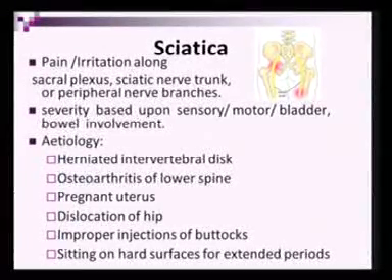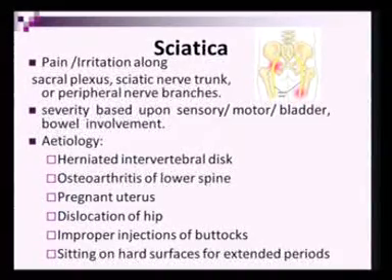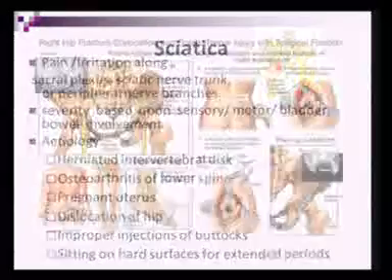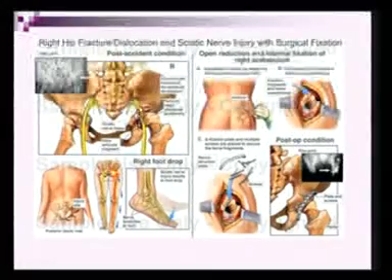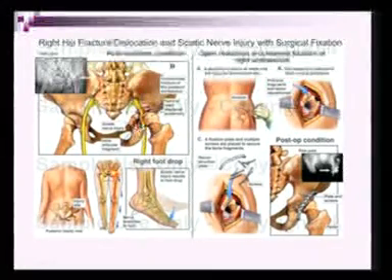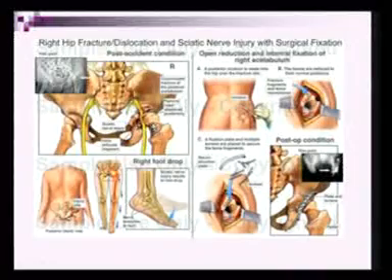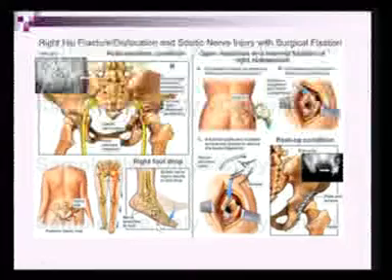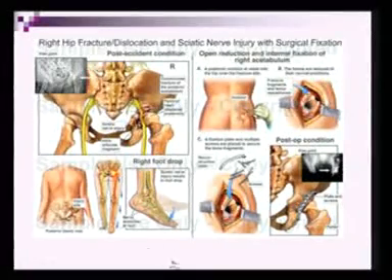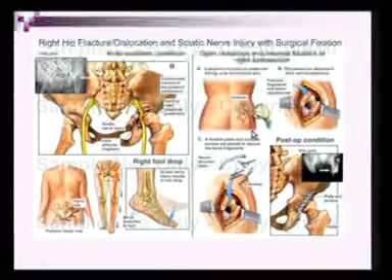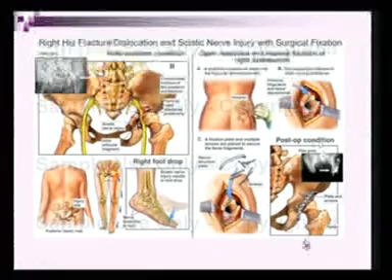Then if the patient is sitting on a hard surface for an extended period, it can lead to inflammation and irritation in the nerve. This is a diagrammatic representation showing how the nerve can be compressed when there is an injury in the pelvis or in the femur. Patients usually present with foot drop. As I already said, the main supply of this nerve is in the lower part below the knee in the leg. And during surgery also, the nerve can be injured when the plating is being done.